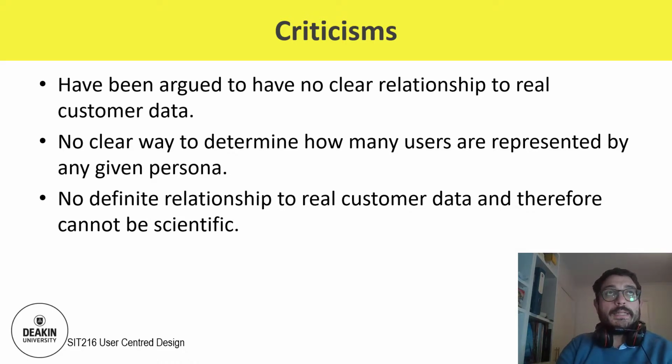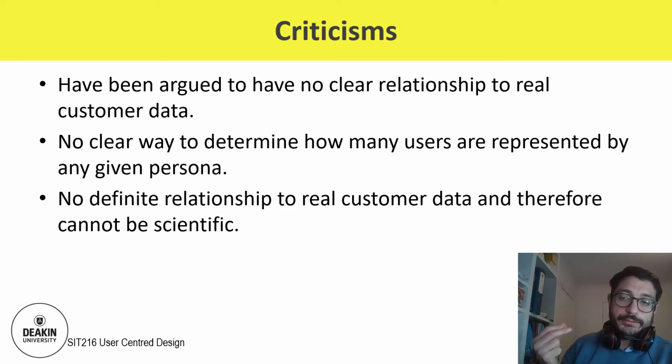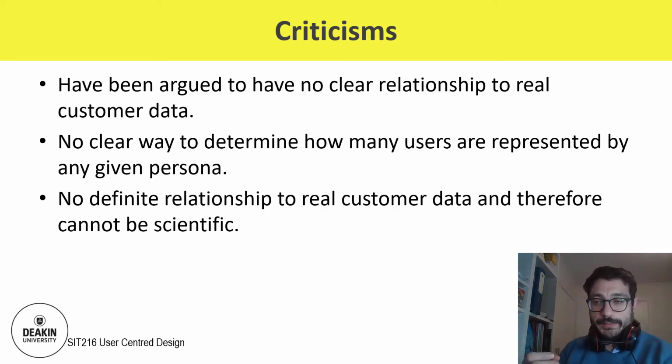Some criticism about this part. Some have been argued to have no clear relationships to the customer data, and that can happen. But sometimes you're building something that is not the customer because you're actually trying to solve a new problem. So it can happen that you are not basing everything on your existing data. There's no clear way to determine how many users are represented by any given persona, and that is extremely true. Once again, you're trying to solve for the key person here, the key customer, or the person who most represents your customers.